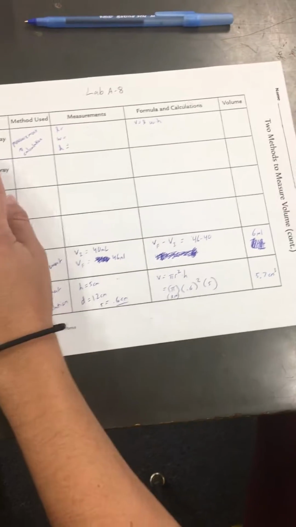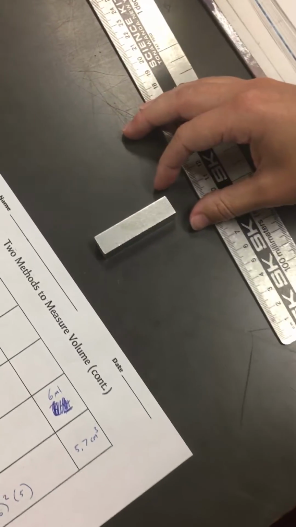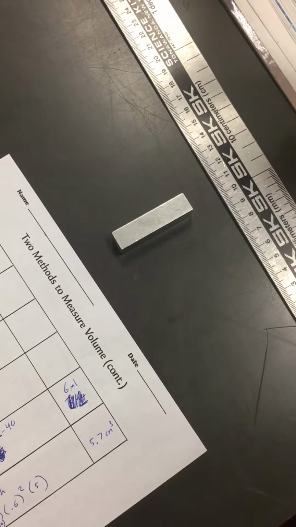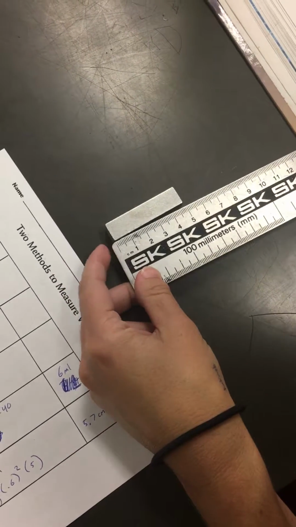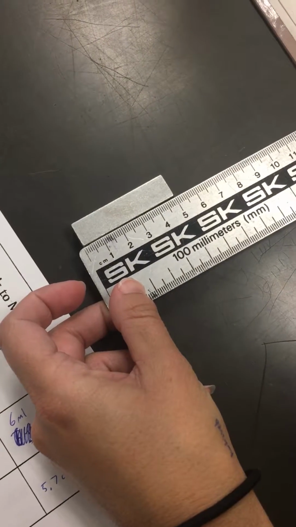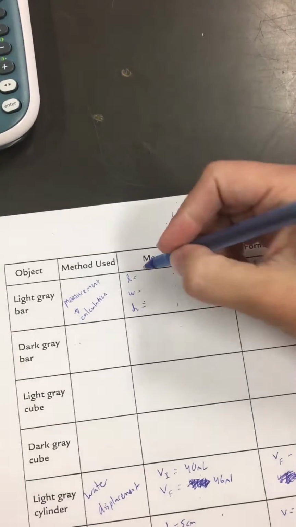So we're going to start with the light gray bar. And we're going to do measurement and calculation. So I know that the bar is a rectangle, and we talked about the formula length times width times height. So I need to measure the length first. So I'm going to take my ruler and measure in centimeters, and I got 5 centimeters for the length. So I'm going to record that on my sheet.